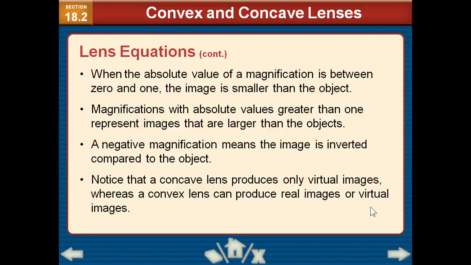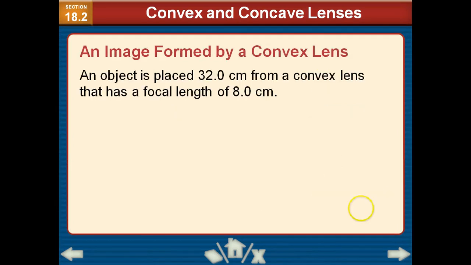And so the concave lens produces only virtual images, whereas convex lenses could produce either virtual or real images, inverted or right side up, and so on. So let's focus on a convex lens. Here we have an object placed 32 centimeters from a convex lens that has a focal length of 8 centimeters. So if F is equal to 8, 2F would be 16. So we know that this is way beyond 2F.